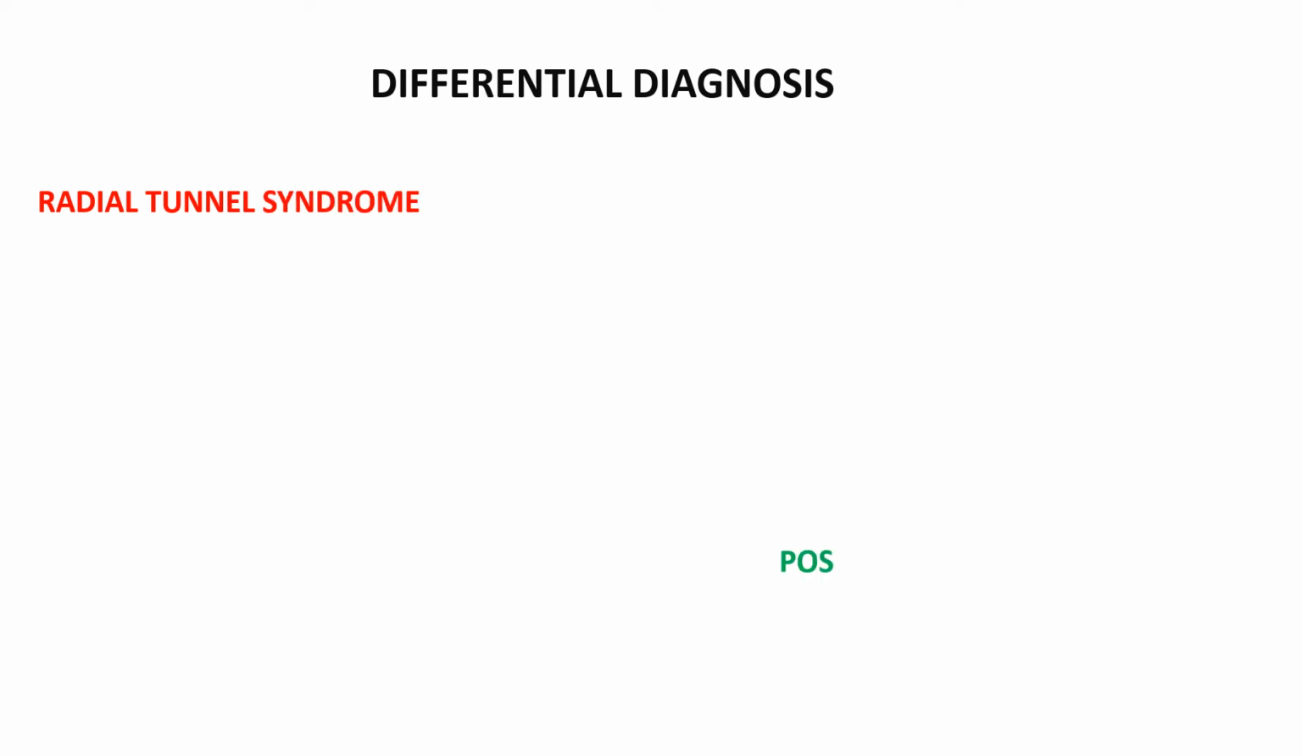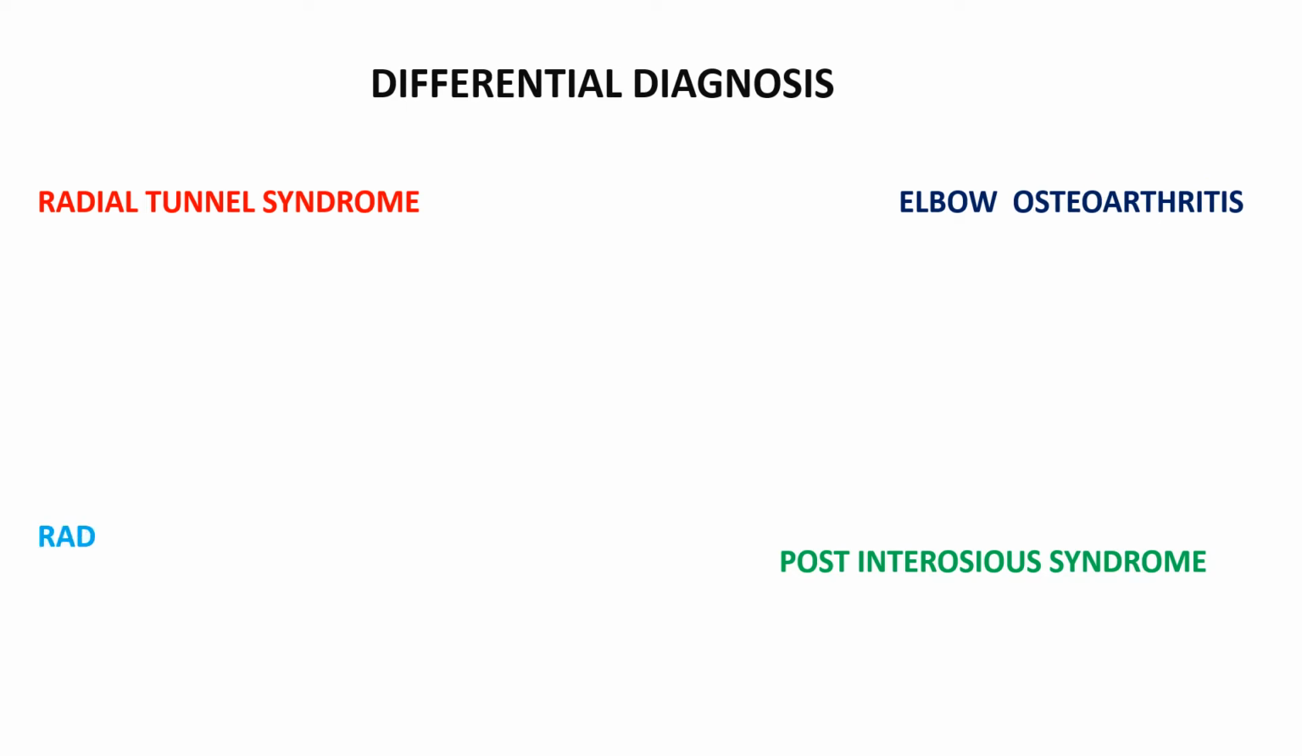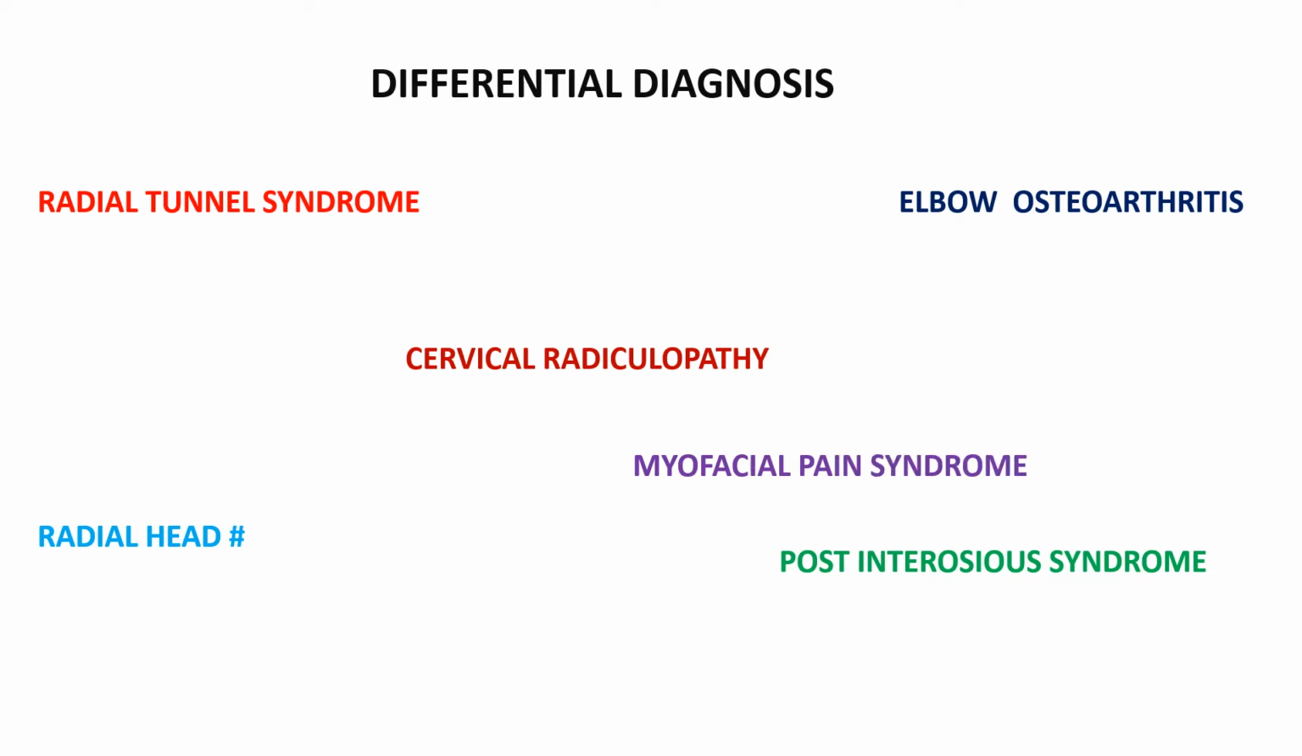Now I will tell you about the differential diagnosis of tennis elbow. The first is radial tunnel syndrome, then posterior interosseous syndrome, then elbow osteoarthritis, radial head fracture, cervical radiculopathy, myofascial pain syndrome, and fibromyalgia.